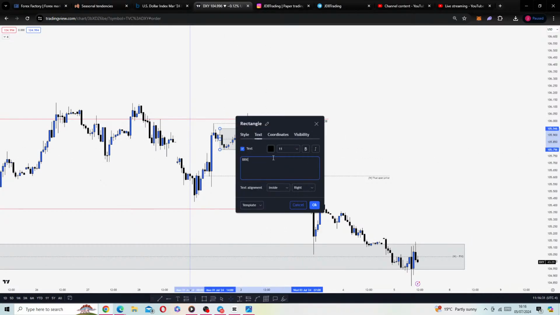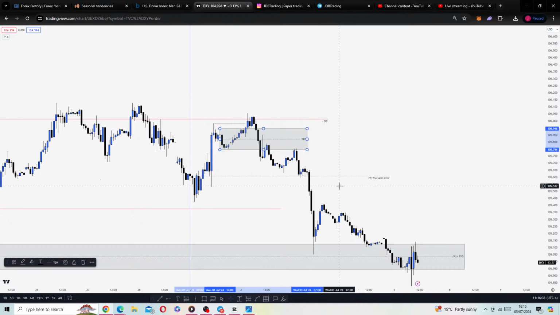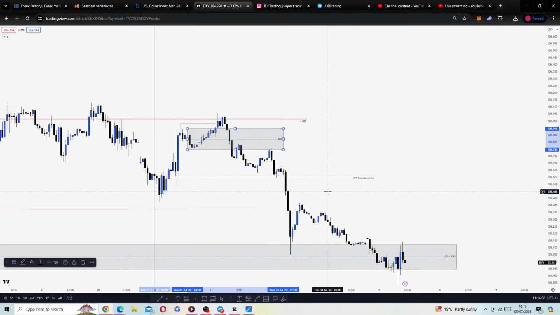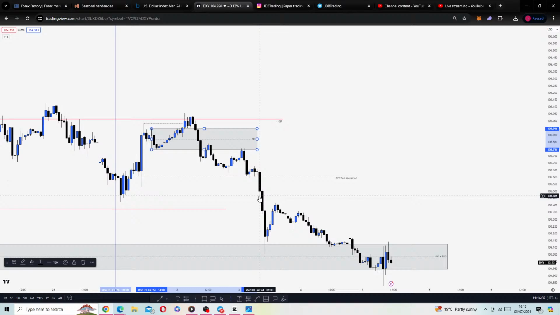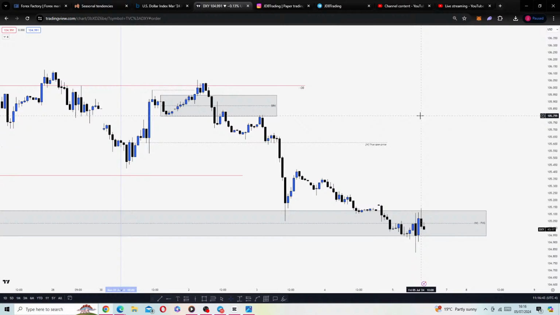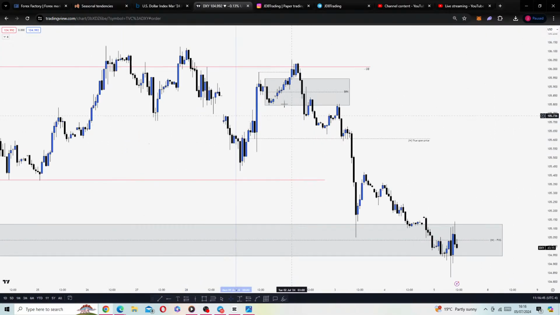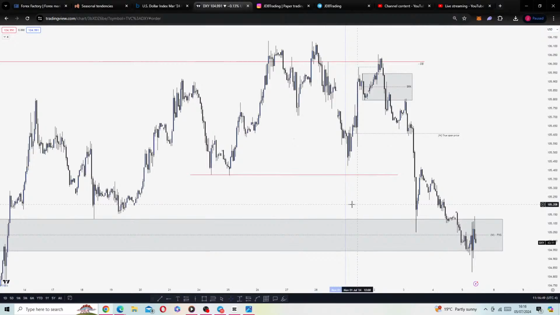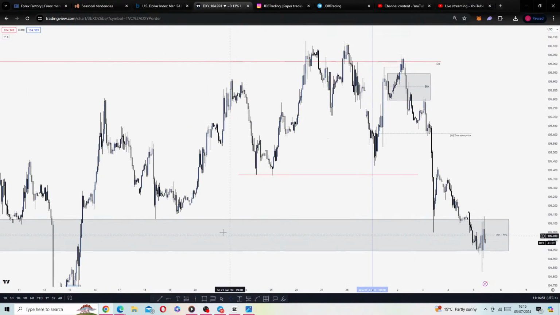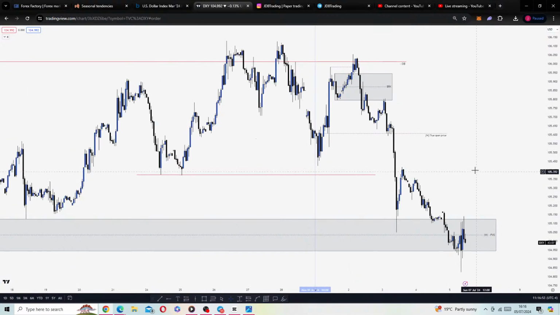Okay, this is just going through the PD arrays. I haven't even profiled it properly yet, because this is me profiling for the week. I'll jump into the daily profiles in a minute, and how you can trade these downward moves into these PD arrays or liquidity, such as this low here.